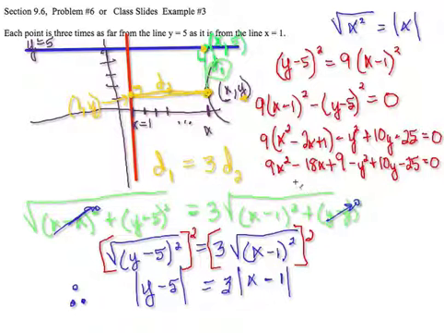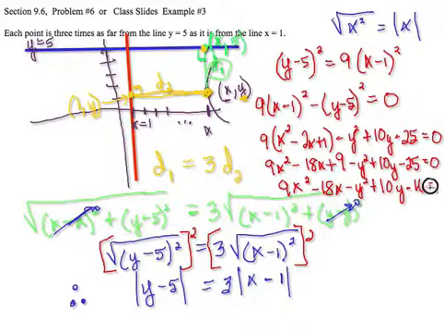And then let's see what I get here. I would get 9x squared, right? And minus 18x, I think this is going to give me my final answer. Minus y squared plus 10y. Let's see, minus 25 plus 9. Is that going to be minus 16? Equals 0. Yeah, and so this is my final answer right here.